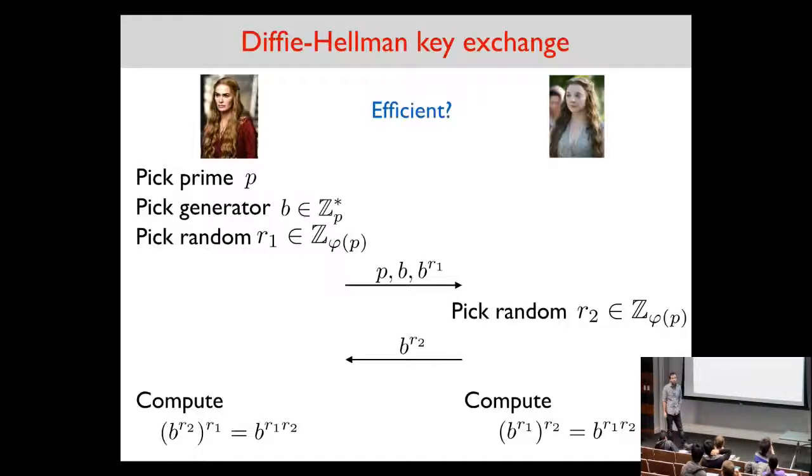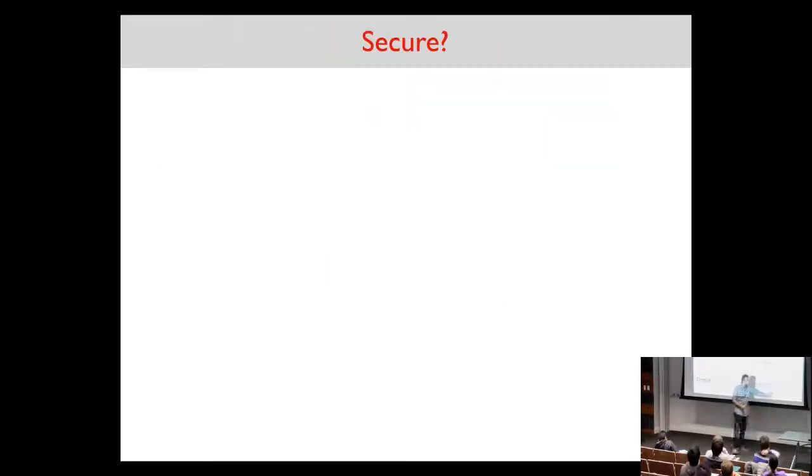Then you can ask, the other stuff, like picking random elements here, that's easy to do. Exponentiation is easy to do, as we know.